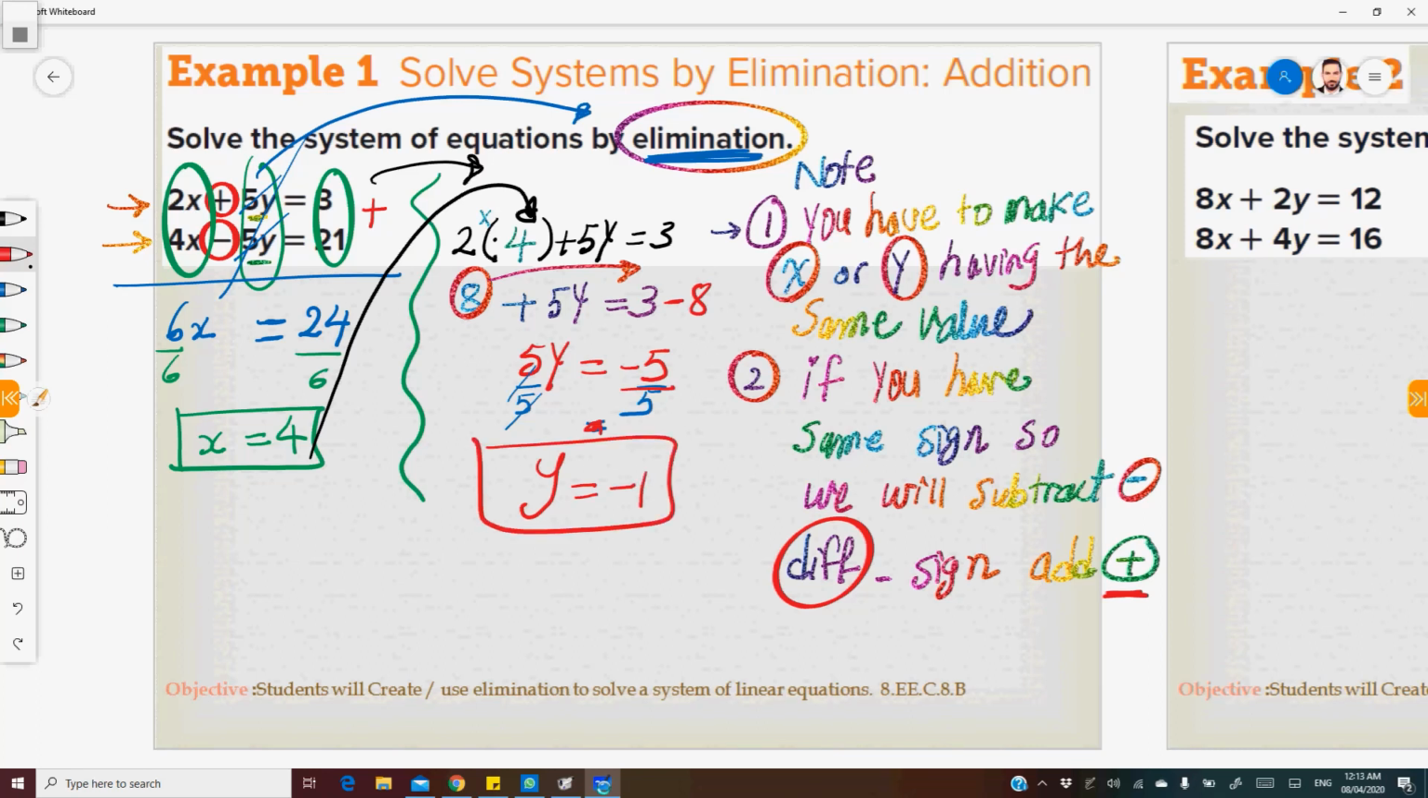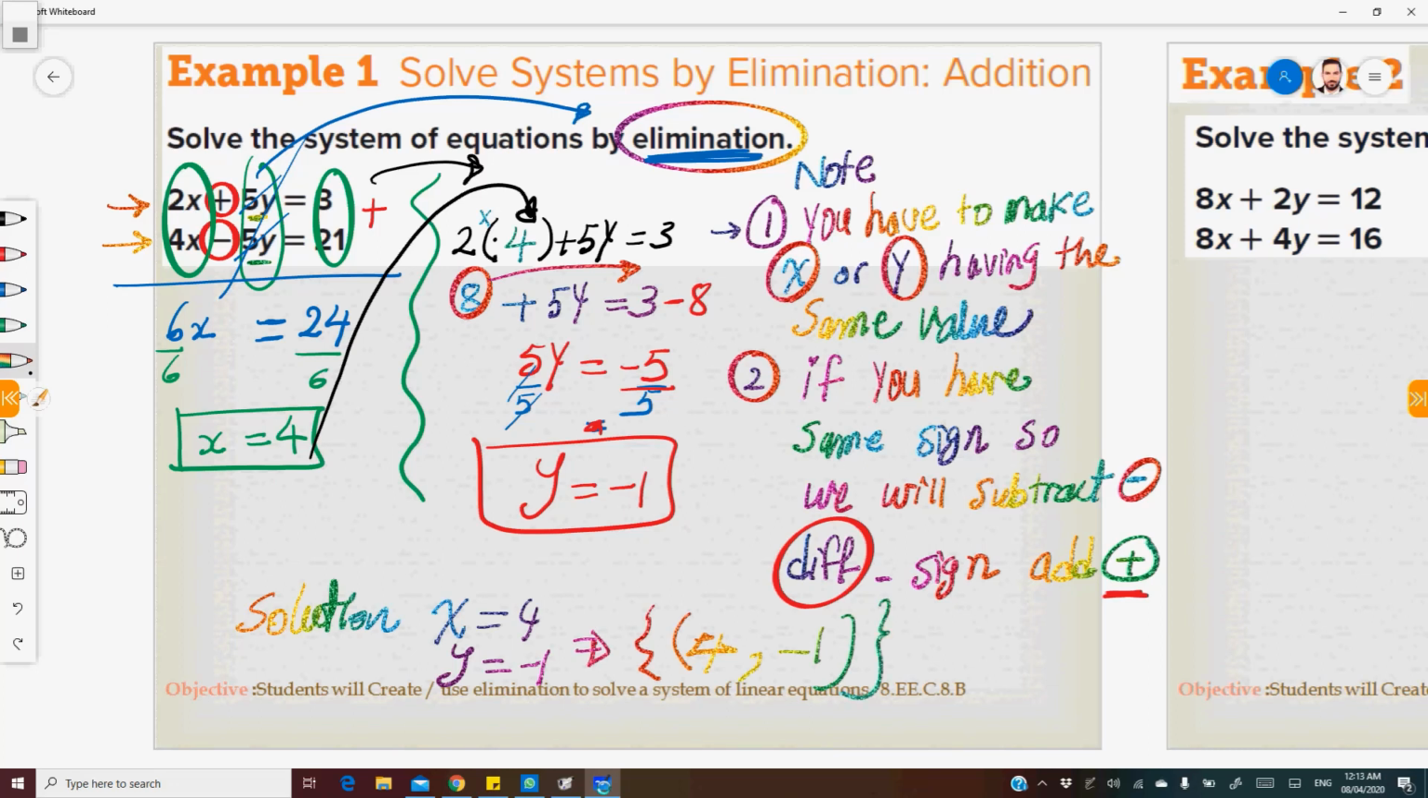And now I know the solution, which is x equals 4, y equals negative 1. It can be written like (4, negative 1). This is your solution. I hope that you do understand, and I hope you remember our notes.